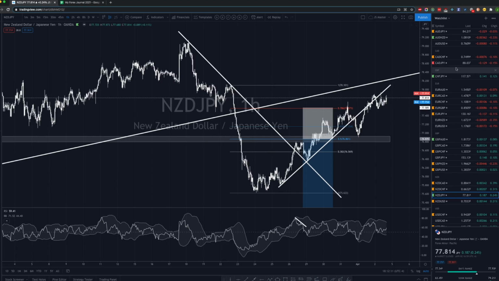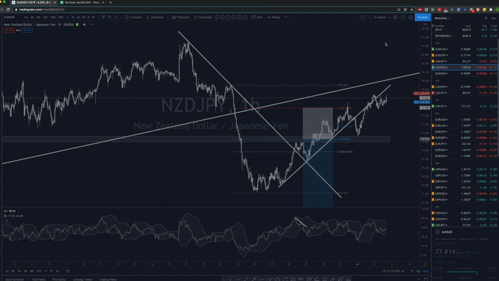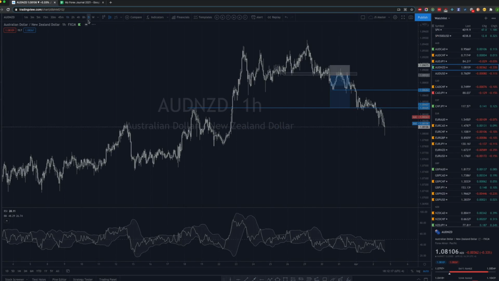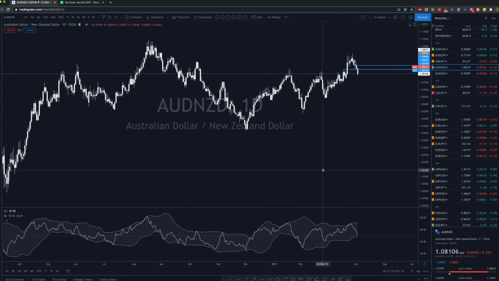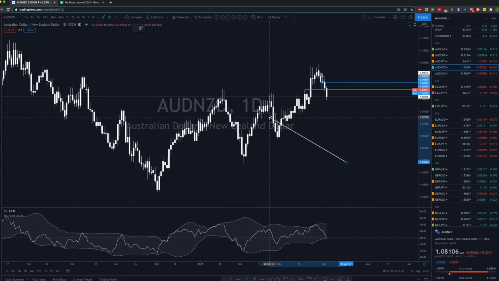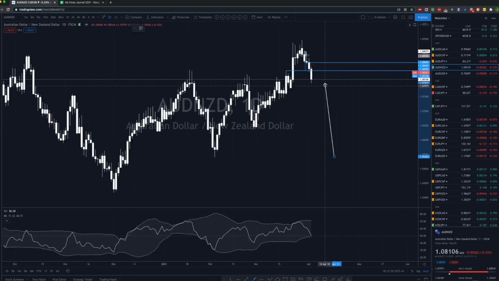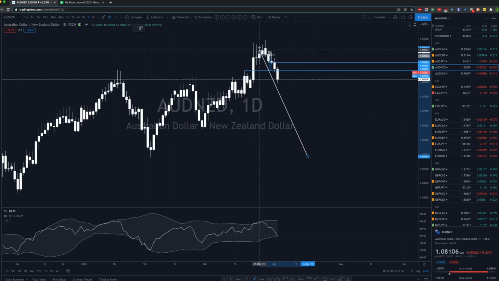I'll just jump to AUDNZD. Jump to the daily time frame. All right, so this is the exhaustive price action I was seeing on the daily time frame, right? We had lots of upper wick rejection after price has been in this trend for, it's not been a long while, but it was showing me some signs of weakness just here.